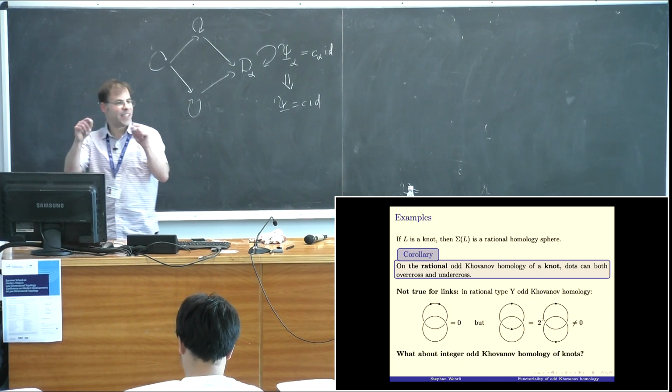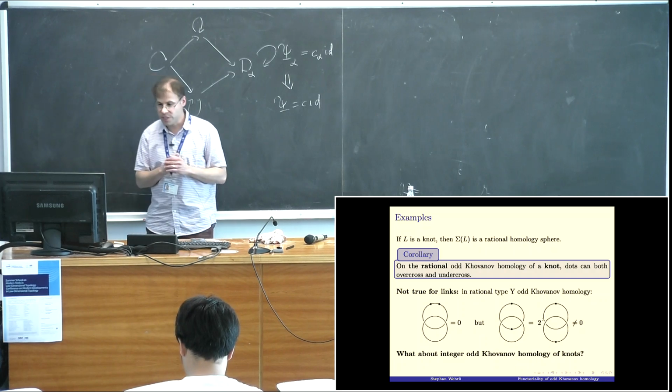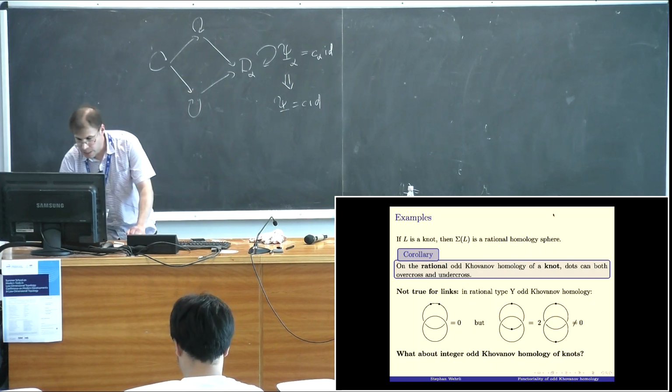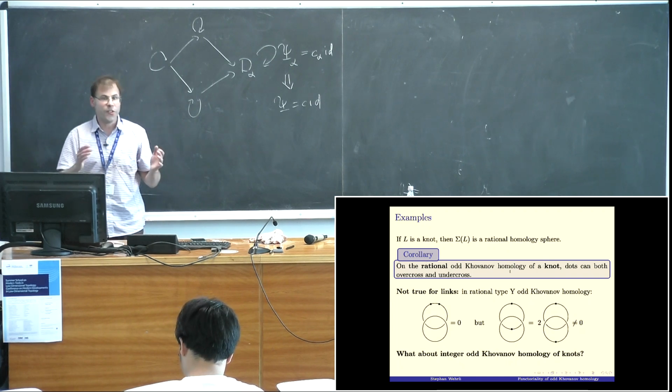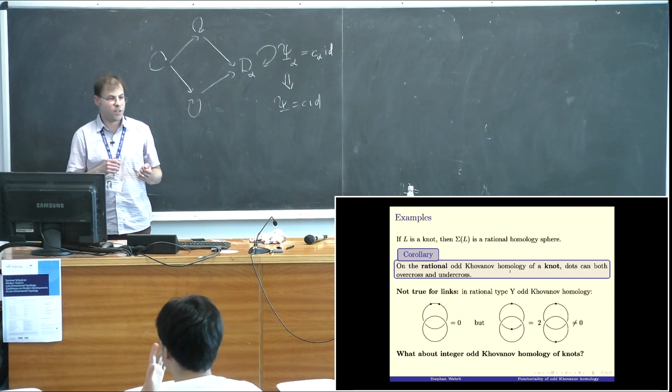So the dots cannot move freely along a component. So this assumption in this corollary, that we have a knot, is essential. Now we can ask, what about this component assumption? So let's say we have a knot, and we look at the integer odd Khovanov homology.